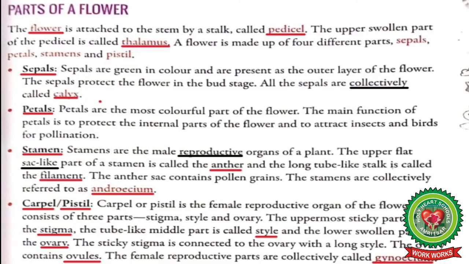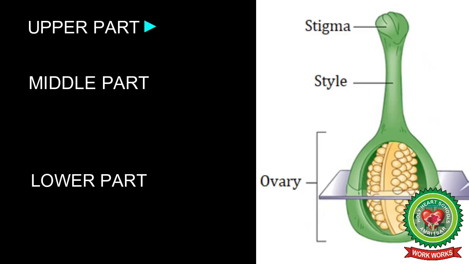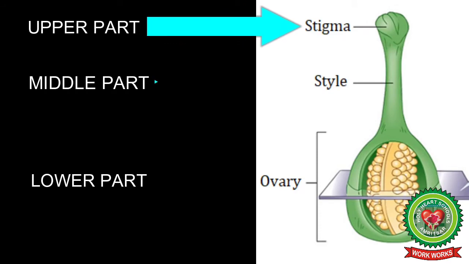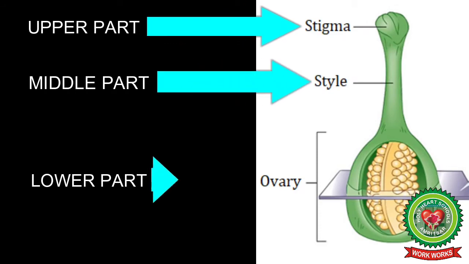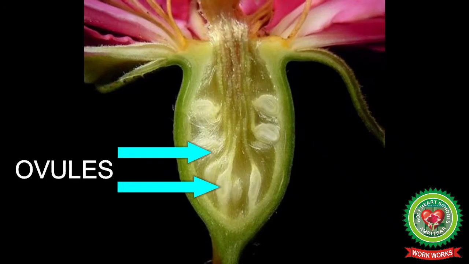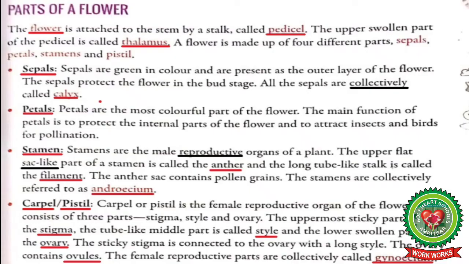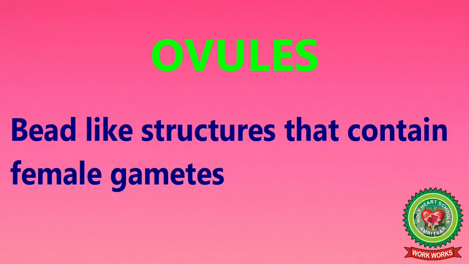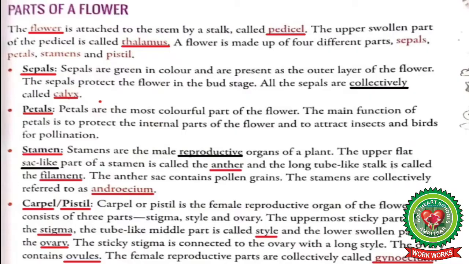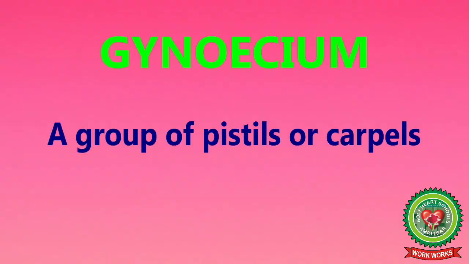Students, a pistil has three parts. The upper part is stigma, the middle part is style, and the lower part is ovary. The ovary contains ovules. Now underline the word ovule and write down its definition. Ovules are bead-like structures that contain female gametes. The female reproductive parts are collectively called gynoecium. Now underline the word gynoecium and write down its definition. Gynoecium is a group of pistils.